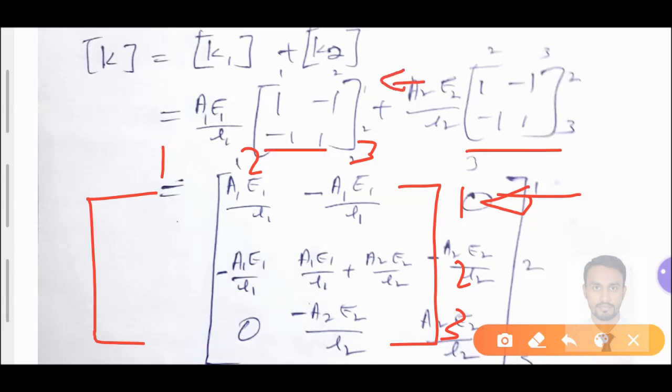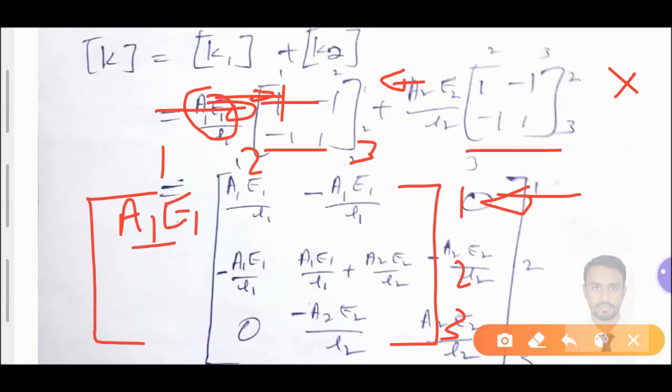Here we have the first row, but we don't have the first row here. So we need to always consider this one. First row first column is this one. So this first row first column value plus 0 is there. When I multiply this value inside, that equals A1 E1 divided by L1, which I have taken here. First row first column.